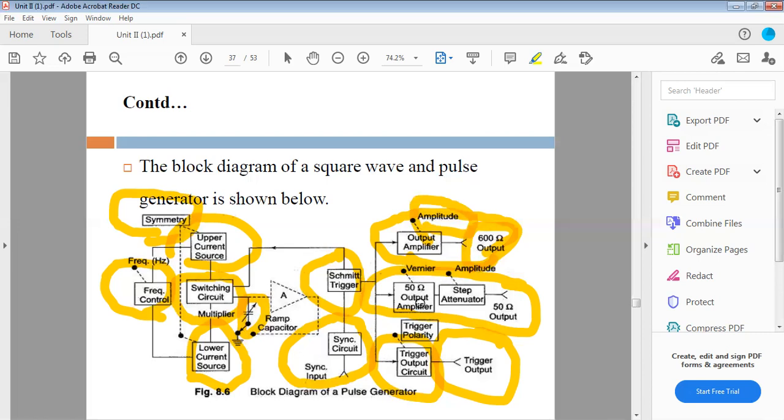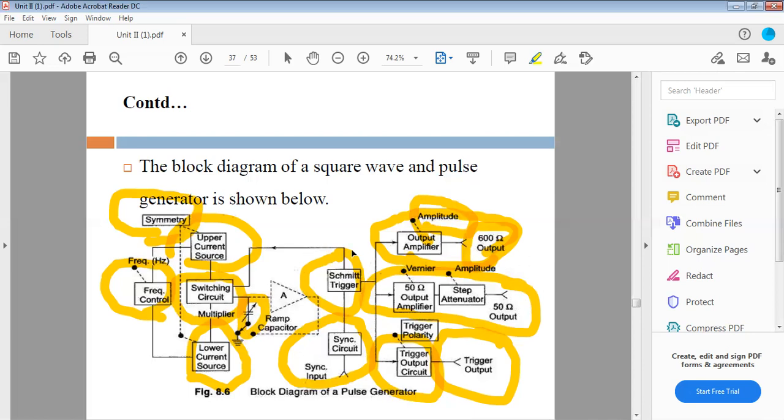Next, we have a 50 ohm output. This 50 ohm output is generated by an output amplifier, and we also have a step attenuator. This step attenuator is used to attenuate the output, and it produces a 5 volts peak amplitude with 5 nanoseconds rise time and fall time. This knob reduces the level of the output, so for reducing the output level we connect it to a step attenuator, which lowers the amplitude and provides low output levels.